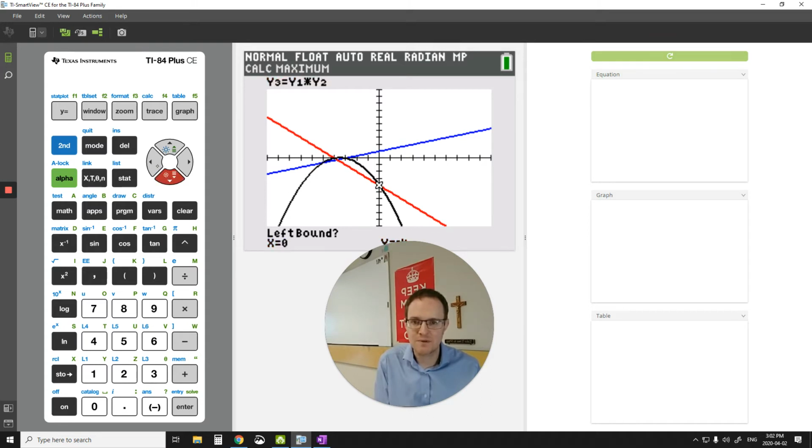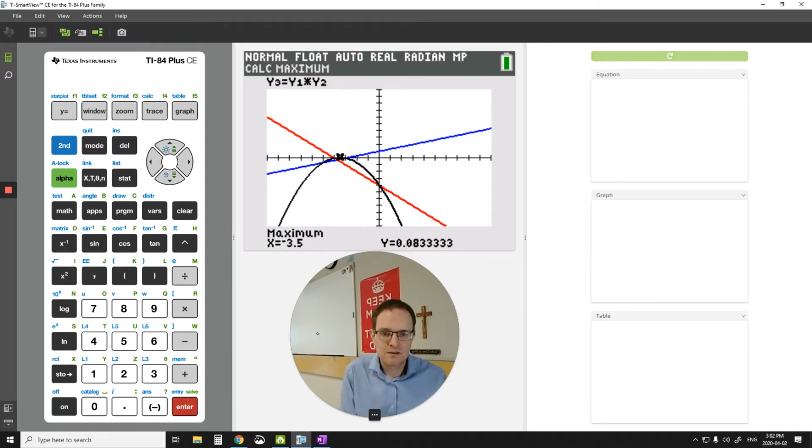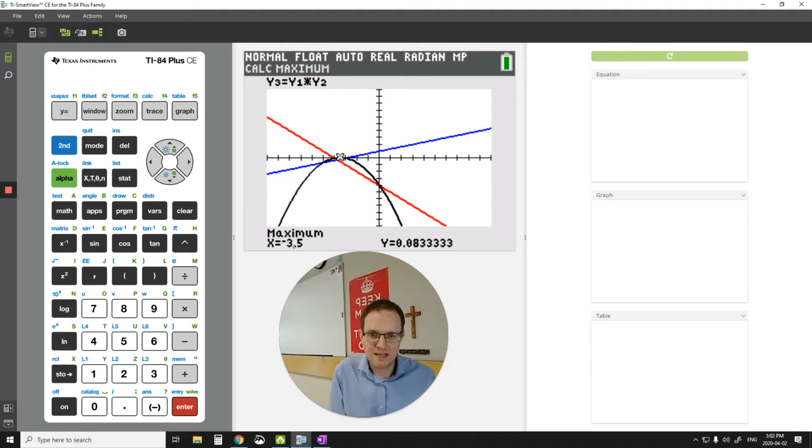So I'm going to hit the up and down arrow here until I'm on my graph that I'm worried about. And then I'm going to go left, right, and then we're going to guess here, somewhere up here. Yeah, so it looks like a maximum is actually somewhere halfway between the 2 points, which is nice. And I have a maximum value of 0.083 repeating.